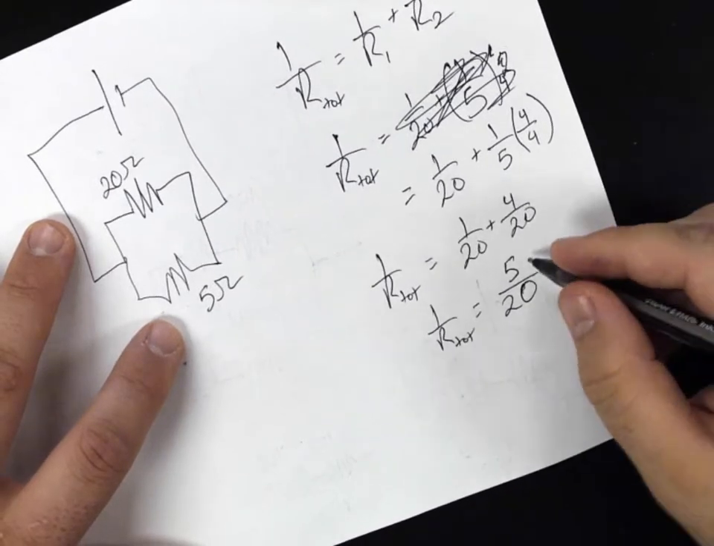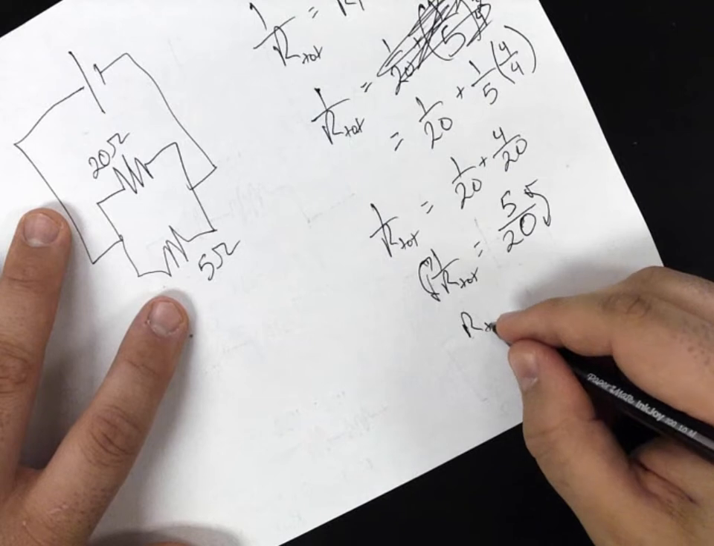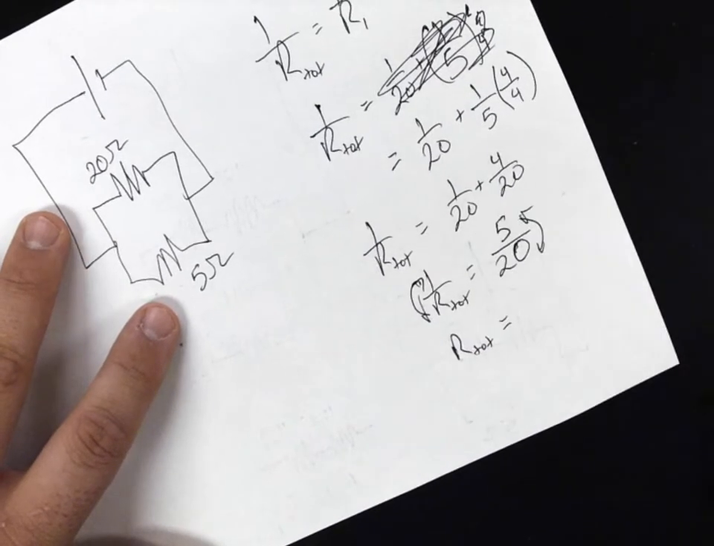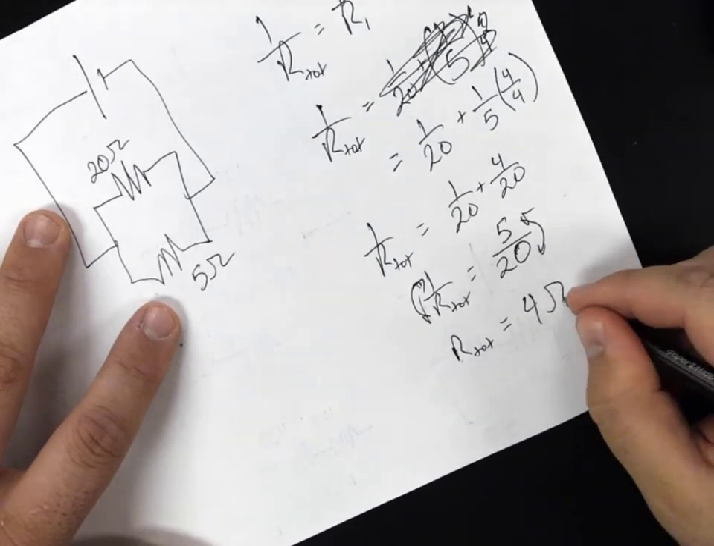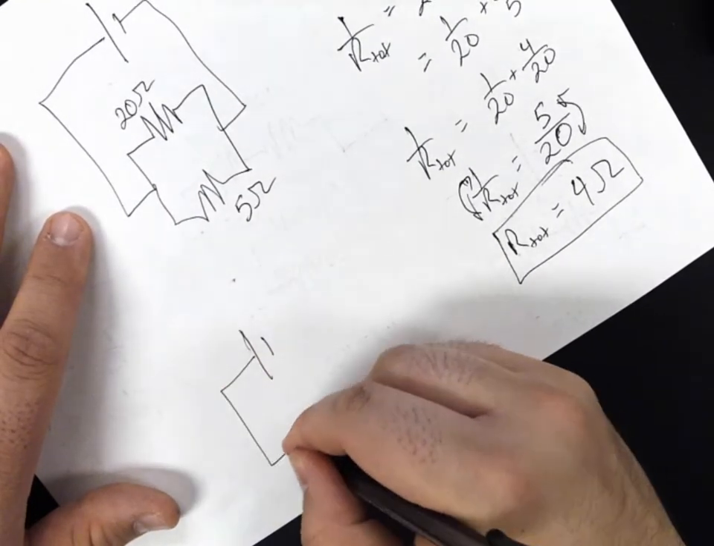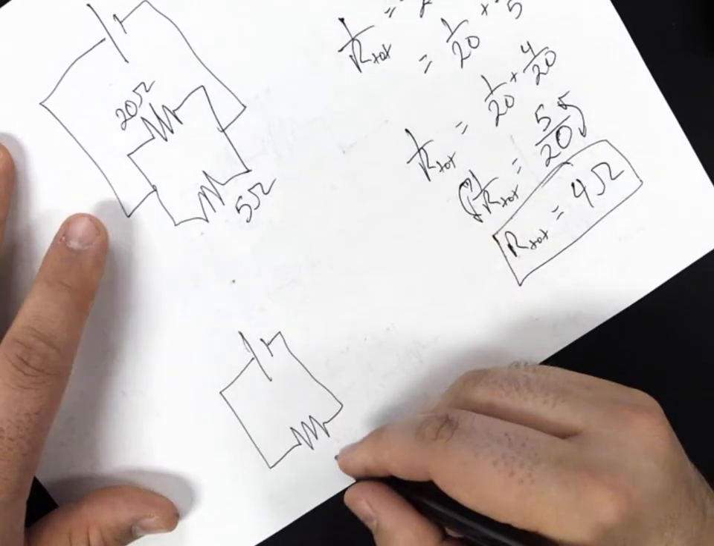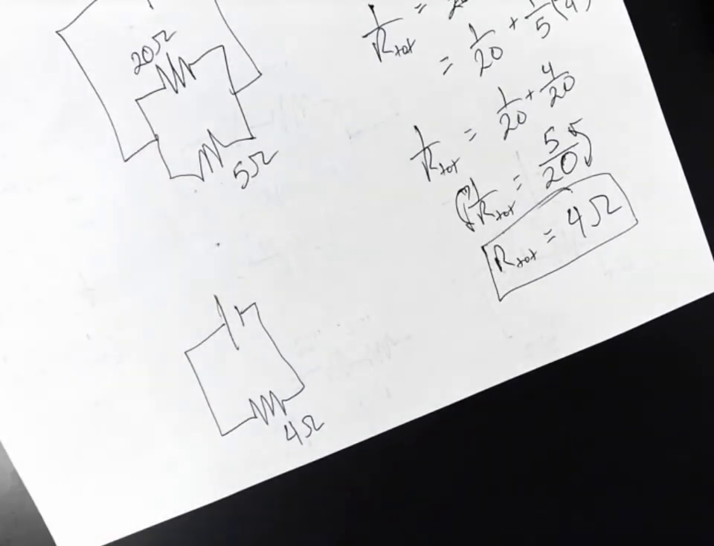5 over 20. Flip it. R total, therefore, equals 20 divided by 5. That's 4 ohms. All right? So the total resistance of the entire circuit, if we were to redraw it one final time, would have a total resistance of 4 ohms. And that's how you do it.